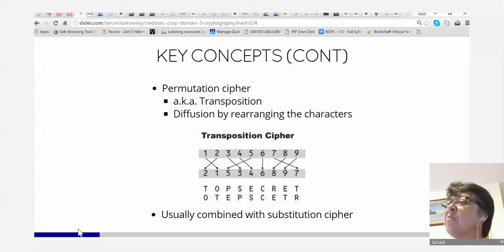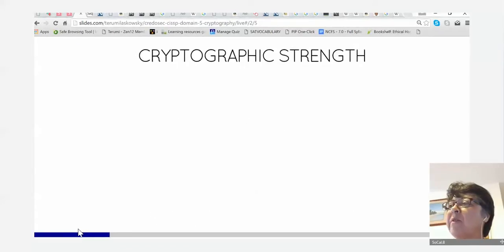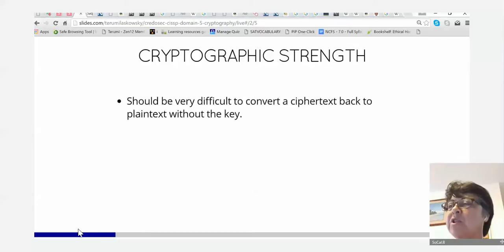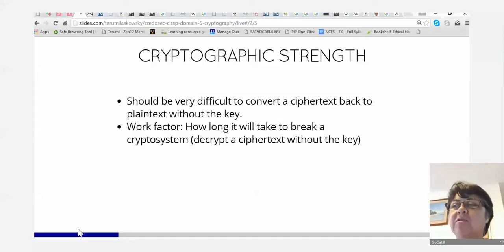Okay. All right. Cryptographic strength. It should be difficult to convert a ciphertext back into the plaintext without the key. Okay. It's not saying it's impossible, but it's supposed to be very, very difficult. Work factor is how long it takes to break a crypto system, that is, to decrypt the ciphertext without the key. Okay? And we will see an example of this in the latest CVE that's been reported on OpenSSL.